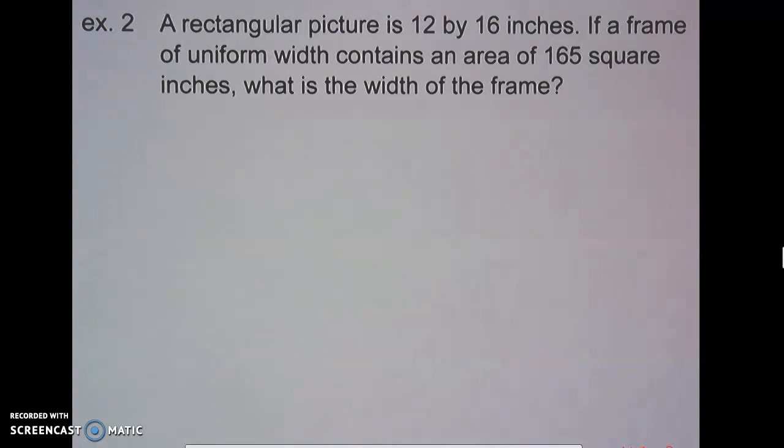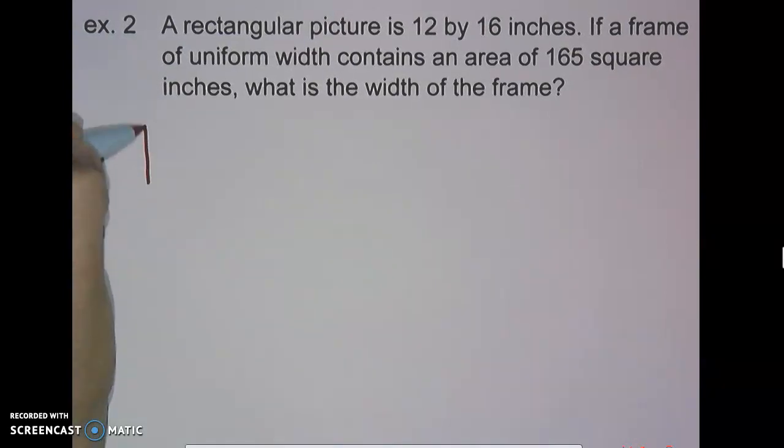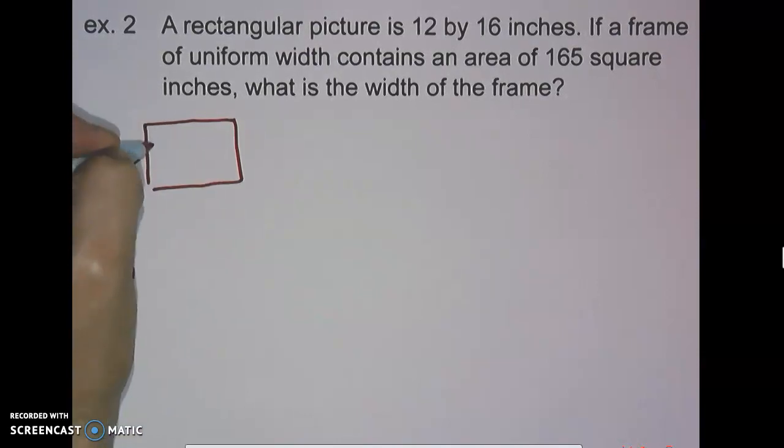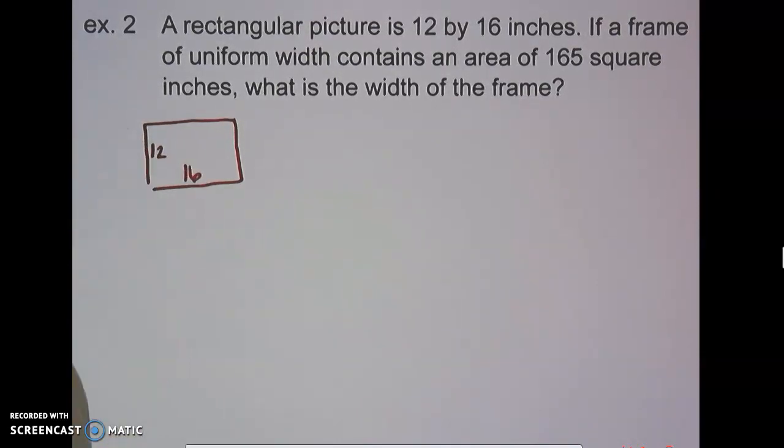So a rectangular picture is 12 by 16 inches. If a frame of uniform width contains an area of 165 square inches, what is the width of the frame? Now, when it's talking about something like this, it's going to be important to draw a picture, or it's at least beneficial. So we've got this picture, and it's 12 by 16 inches.